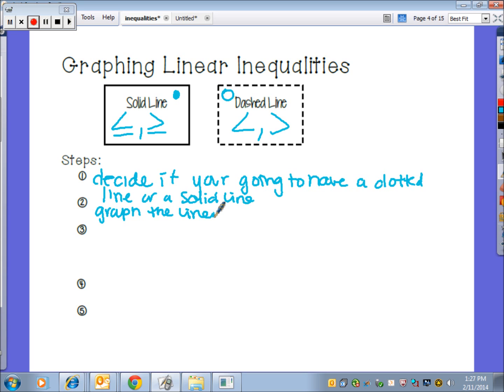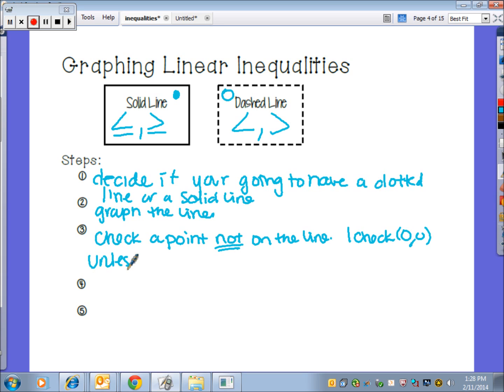After graphing the line, whether it's solid or dotted, you're going to have to shade. To figure out which side we're going to shade on, we are going to check a point not on the line. I check 0, 0 unless I have direct variation, and in that case, you just choose another point.